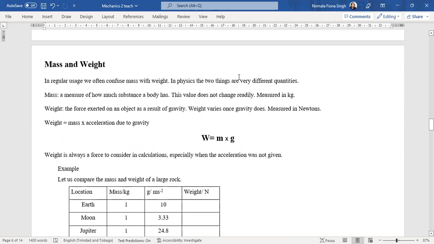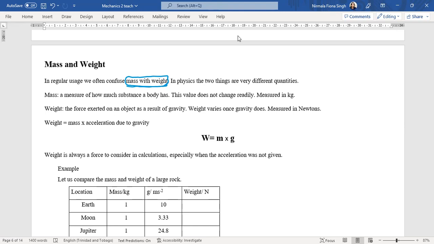Mass and weight, which we've done in class. So we're going to go through this really quickly. In regular usage, we often confuse mass with weight. We are used to saying weight when we refer to mass, and that's actually not a bad thing, but when it comes to physics terms, you have to note the difference between the two, as we did in class. In physics, these two things are very different quantities.